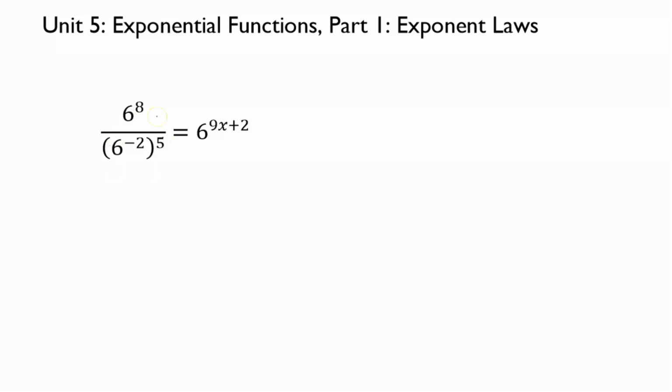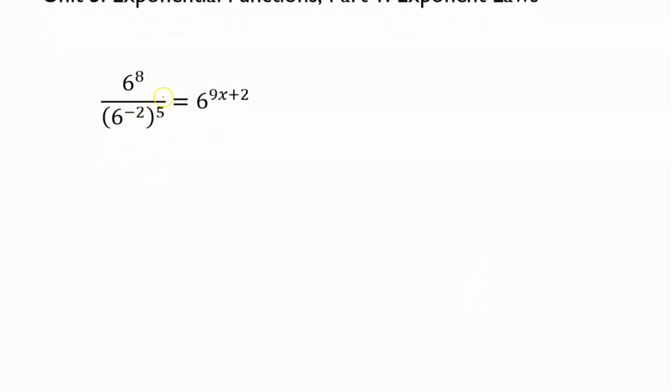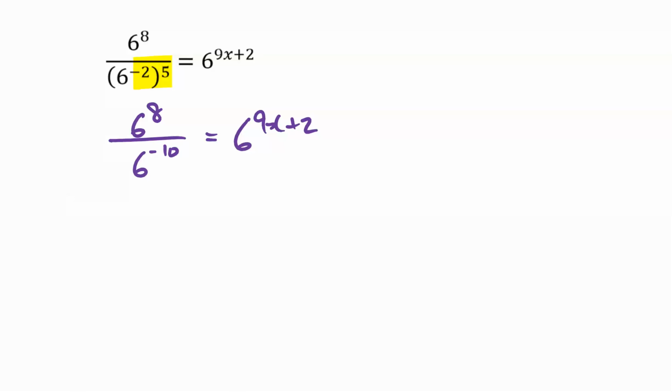But what can we do on the left side first? Okay, so let's just deal with this first. This will give us 6 to the exponent 8 is equal to 6 to the exponent negative 10 is equal to 6 to the exponent 9x plus 2. Next up, well, this is 8 subtract negative 10, right? That's the quotient rule. So what can we do with the quotient rule? 8 subtract negative 10, this will give us 6 to the exponent 8 subtract, just in case people can't see it, looks like this.